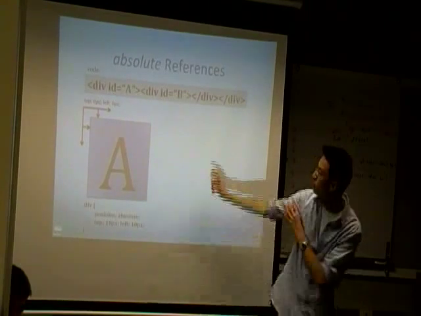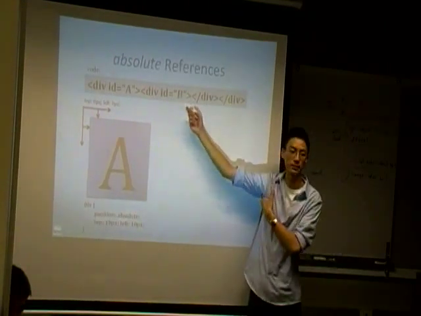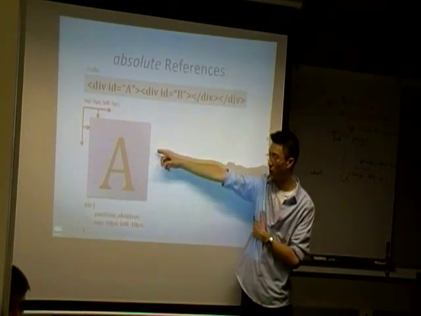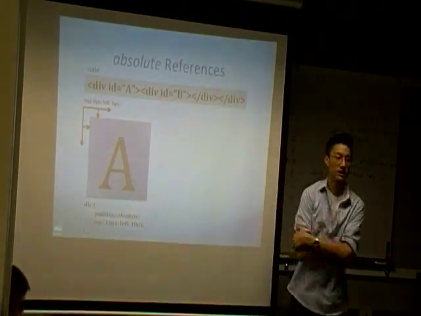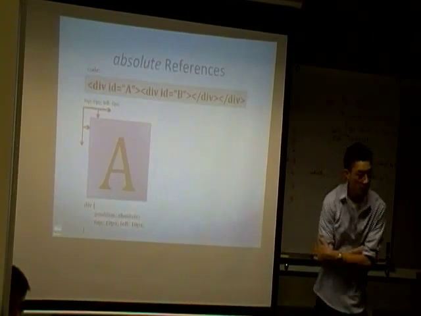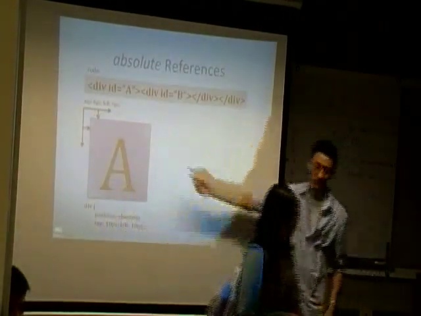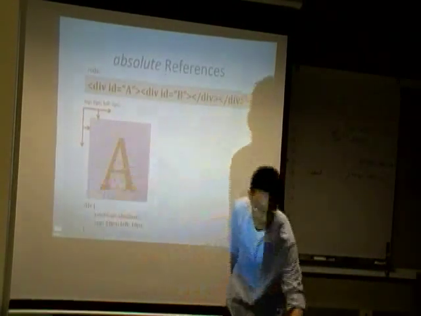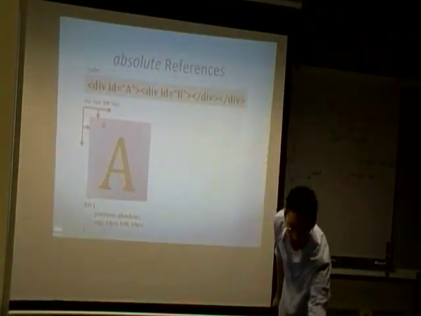So where do you guys think div B is going to appear? It's nested within this, so it's going to be within A, but where within A? Right, from the top left corner. So he said it's going to be basically right here. And that's right.